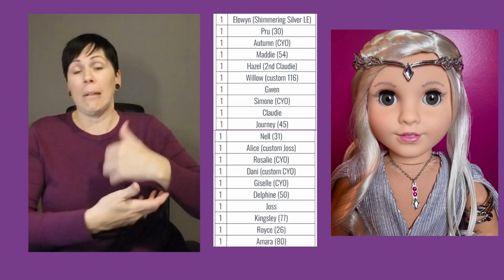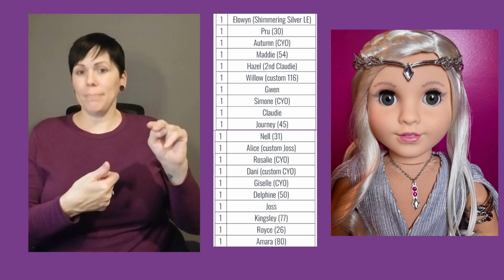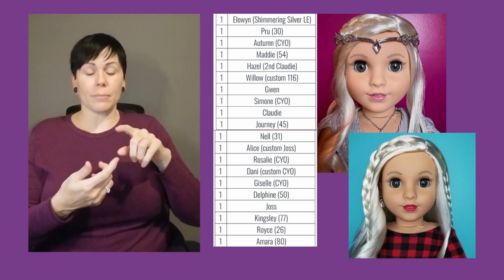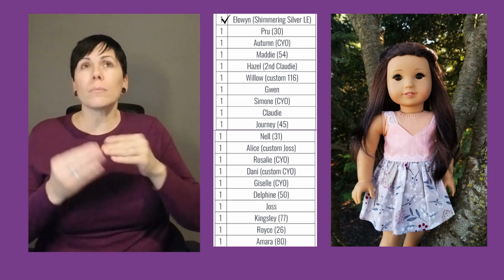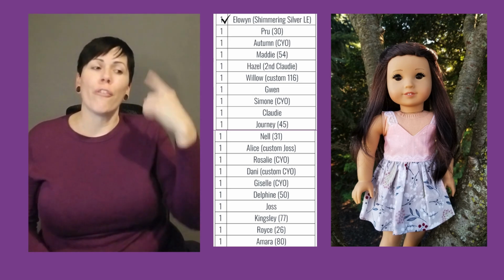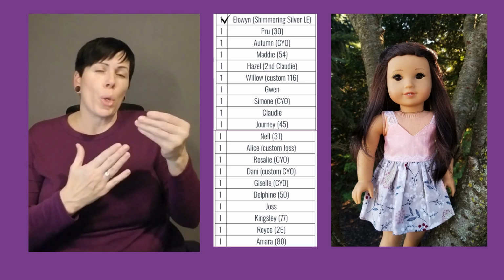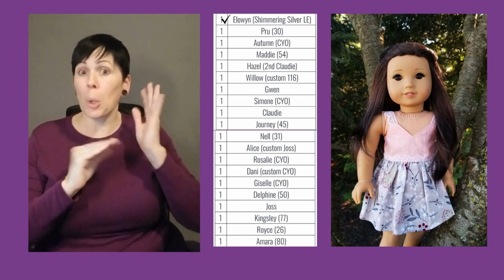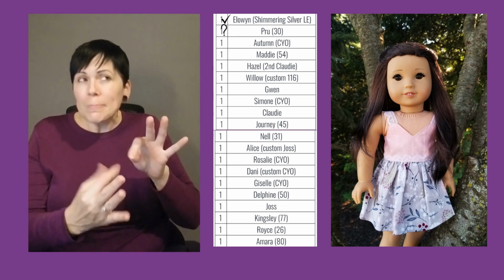Elowen, I had already said, yes, I would keep either her or Primrose. Prue, number 30. Ooh, I really like her. So love her face. She was bought used and I restored her hair, and it's nice, but not perfect. So I don't know. Maybe.